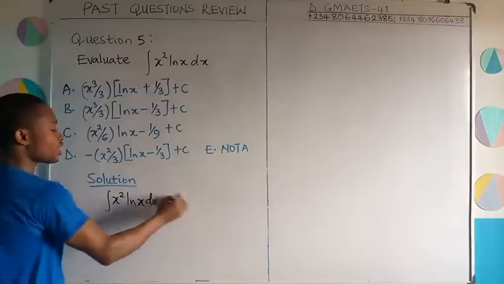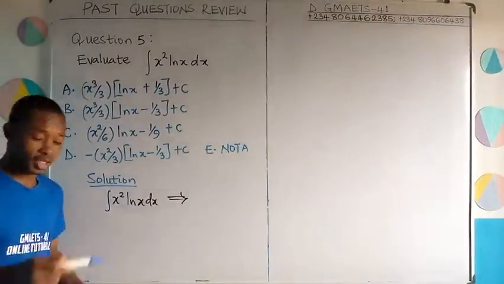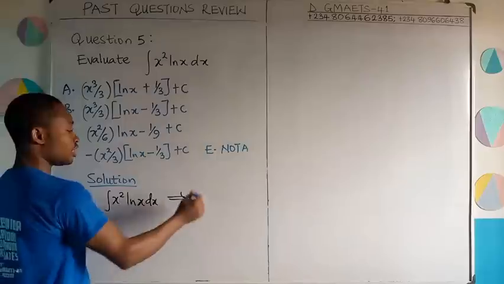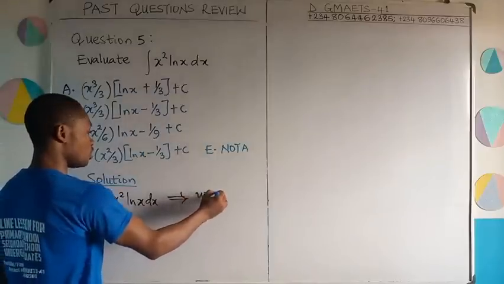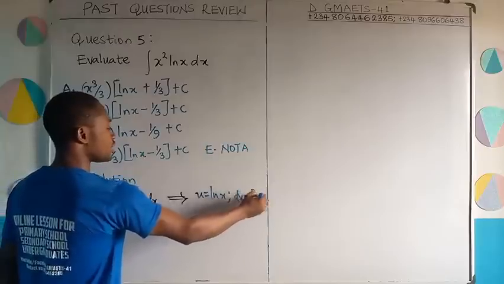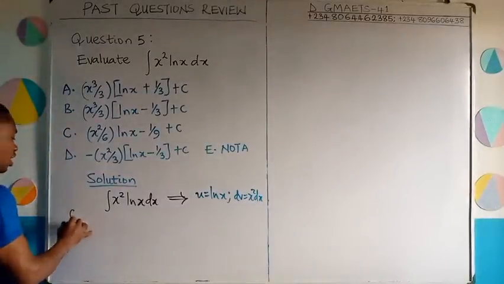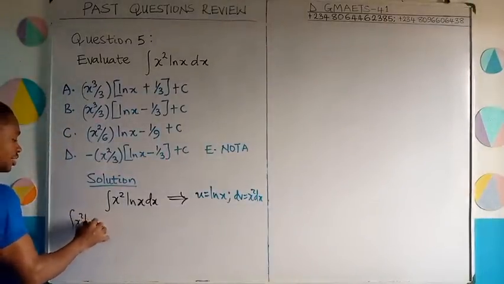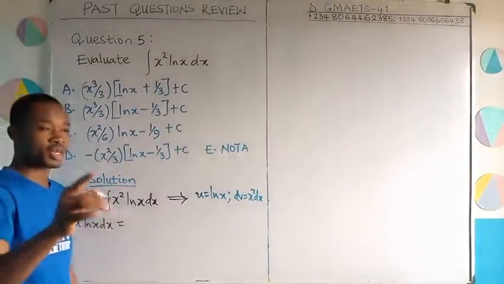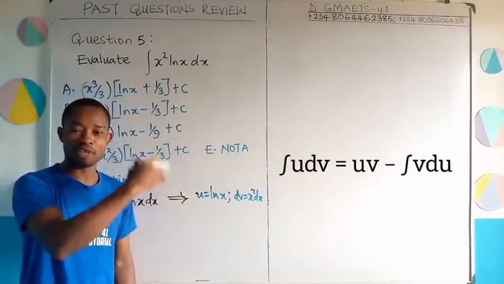Now from here, we can decide to select our u and of course our dv. Here, we have our u equal to ln x, and then our dv is equal to x squared dx. Is that okay? Solving this directly, integral of x squared ln x dx is equal to, remember the formula? You can say that on the board, uv minus integral v du.